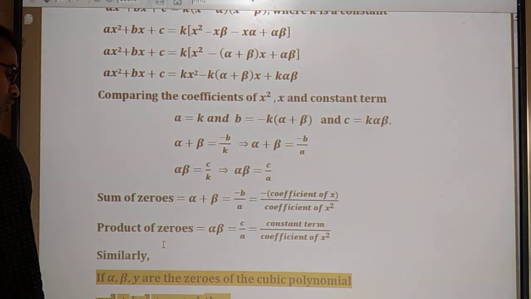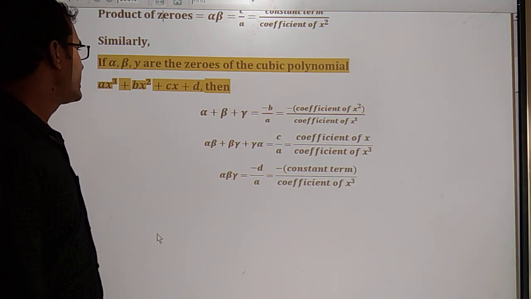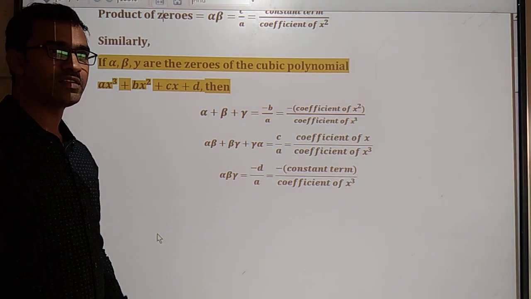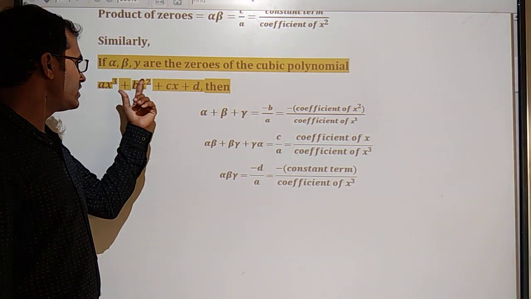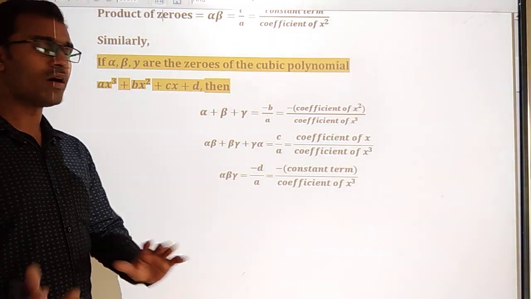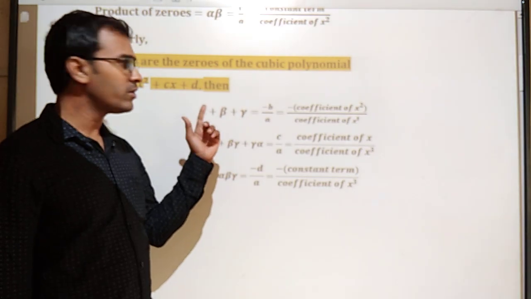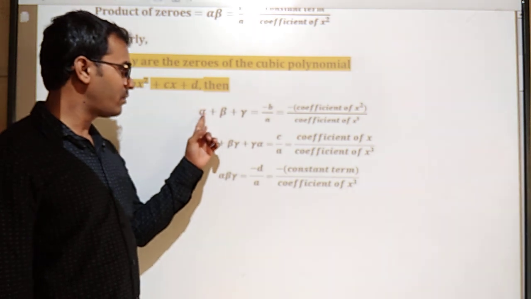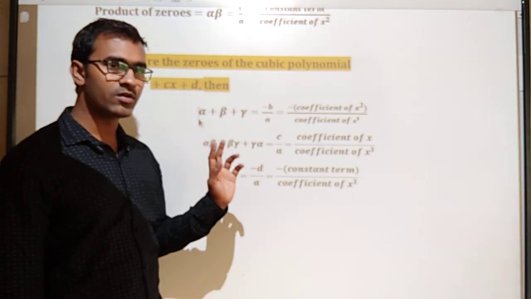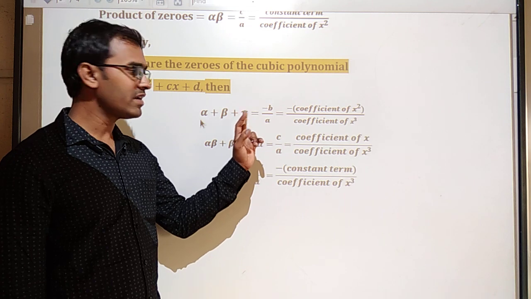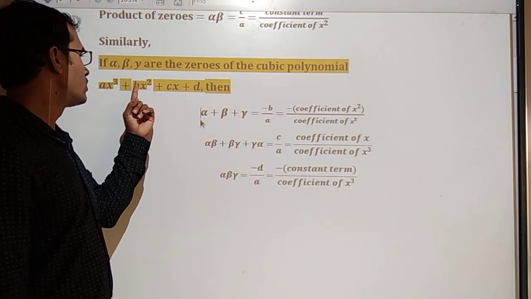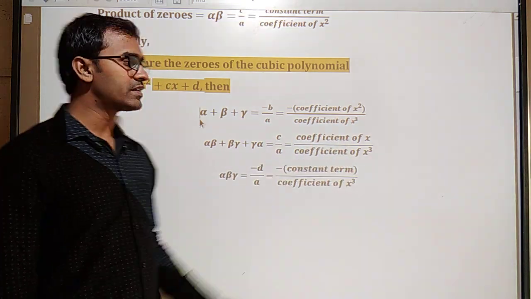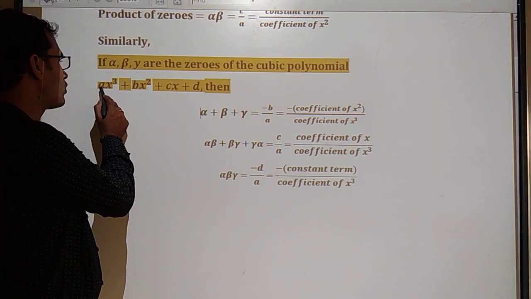Similarly, in a cubic polynomial, ax cube plus bx square plus cx plus d, where the sum of zeros is equal to, there are 3 zeros, alpha, beta, gamma. Alpha plus beta plus gamma equal to minus b by a. Minus as it is, b is nothing but the coefficient of x square, divided by a, which is nothing but the coefficient of x cube.